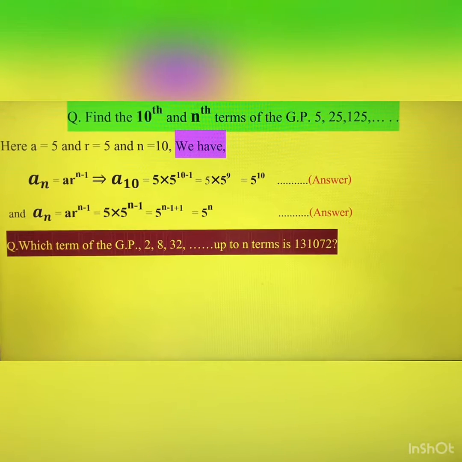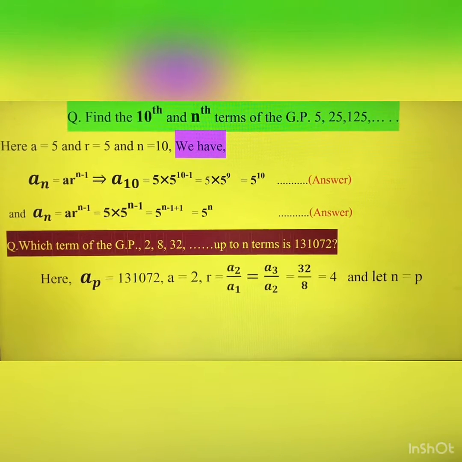Now, which term of the GP is 131072? It means which term of the GP, if you write up to the nth term, is 131072. So dear, here the last term is given, that is 131072, and the first term is 2.